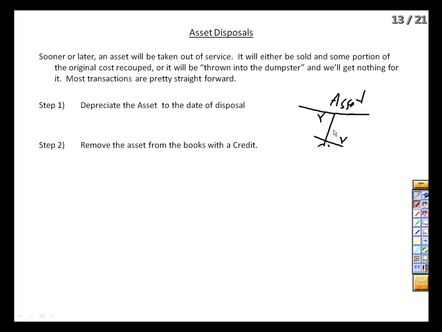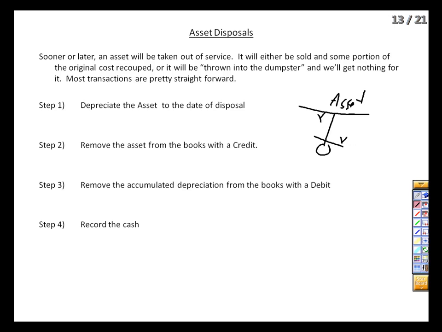We know that if we don't have an asset, having accumulated depreciation doesn't make any sense, so the accumulated depreciation for this particular asset must be eliminated as well. Accumulated depreciation carries a credit balance, so we will debit it down to 0. Step 4 will be to recognize cash, whether we are the ones being paid or we are the ones paying, and then if our journal entry doesn't balance, we will plug to a gain or to a loss.